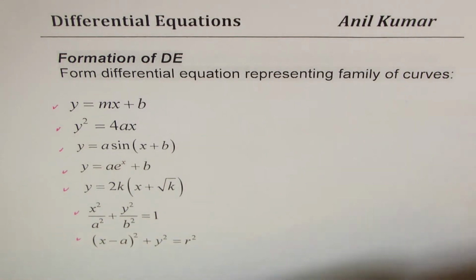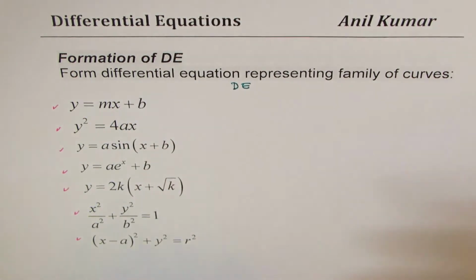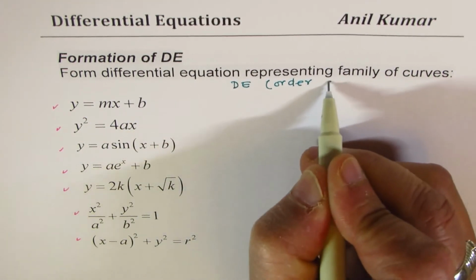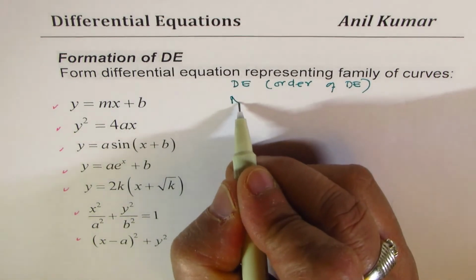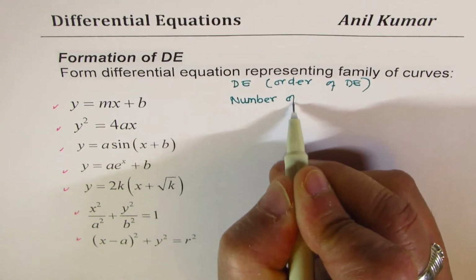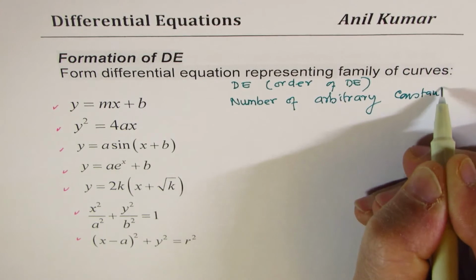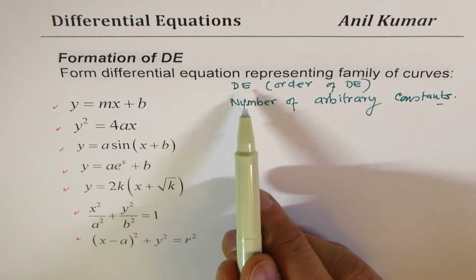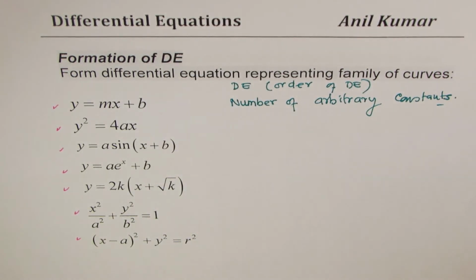Now in this particular part, I would like to highlight a few things. Whenever we are looking into functions and we want to find differential equations, by looking into the functions we know the order of the differential equation. How? By checking the number of arbitrary constants. The whole idea of writing a differential equation is to get an equation which could represent the family of curves defined by the function, right? I think that's a very critical term here.